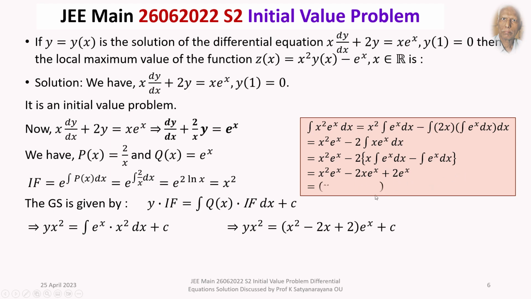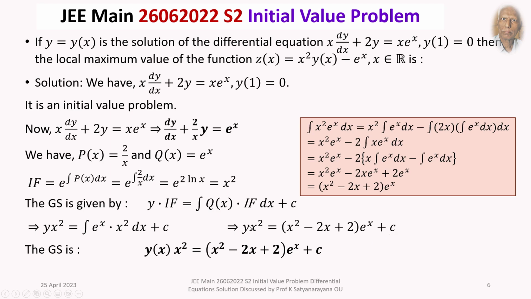e power x is common, so x square minus 2x plus 2 into e power x is the integral of x square e power x with respect to x. That is what we have written here. Agreed. What is this? This is the general solution. It is a solution involving an arbitrary constant, and hence it is called a general solution.